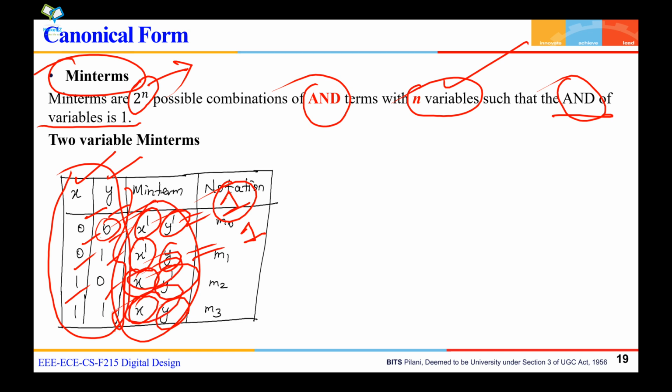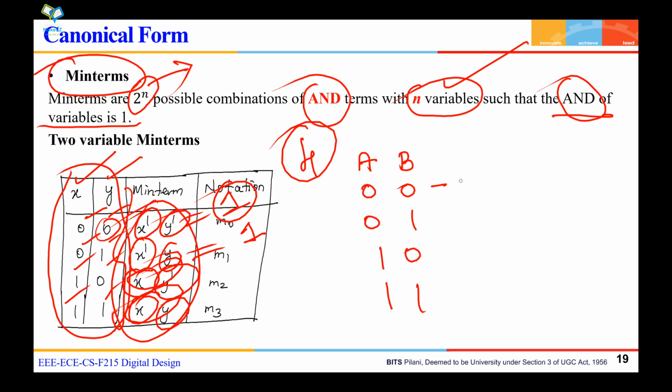So the number of minterms for two variables is 4. I will explain the same thing by taking two variables a and b. See a, b. Now write 0 0, 0 1, 1 0, 1 1. So just write a bar b bar, a bar b, a b bar, and a b.